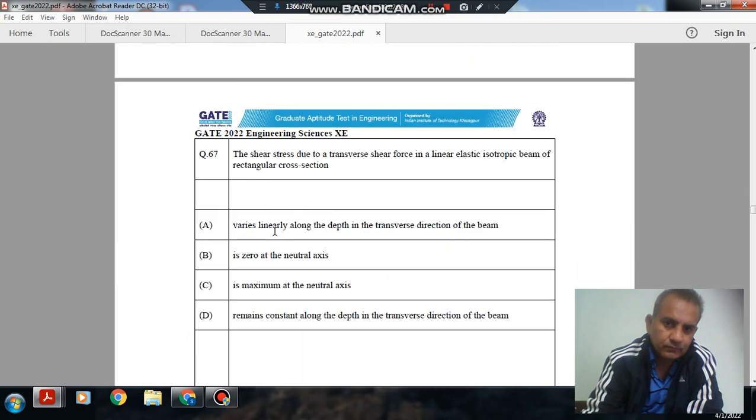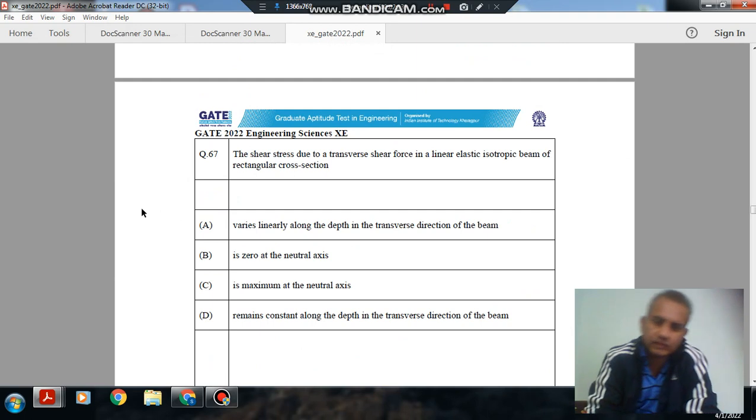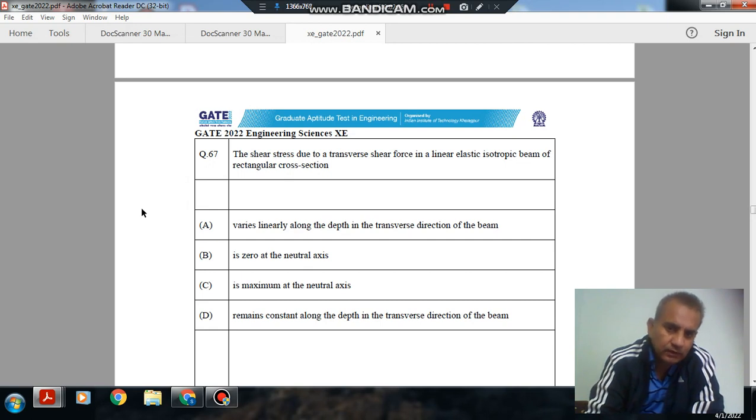Next, the shear stress due to transverse shear force in a linear elastic isotropic beam of rectangular cross section: option A, varies linearly with the depth in the transverse direction of the beam; option B, is 0 at neutral axis; option C, is maximum at neutral axis; option D, remains constant along the depth in transverse direction of the beam.